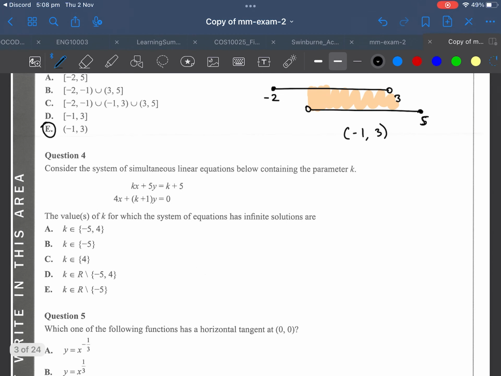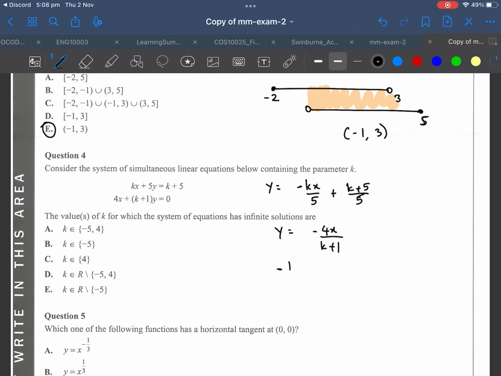Consider the system of simultaneous linear equations below. The values of k for which the system of equations has infinite solutions are... okay. So we can just make y the subject for both lines, and infinite solutions just means that the two lines are exactly the same. So the y-intercept and gradient are exactly the same. So by using that, now we can figure it out. So let's start off by making y the subject for both of the equations.